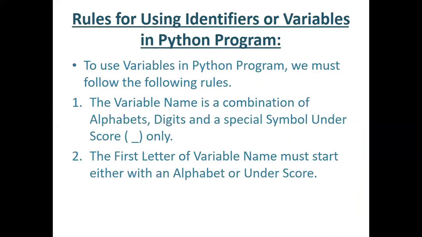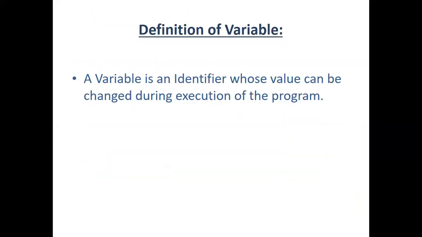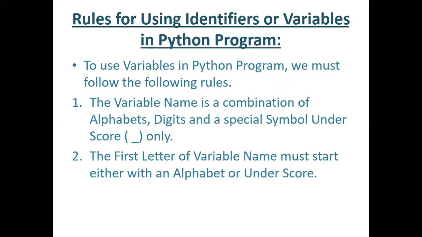So, what is a variable? A variable is an identifier whose value can be changed during the execution of the program. In order to use a variable in a Python program, we need to follow some rules. Rule one: a variable name is a combination of alphabets, digits, and the special symbol underscore only.